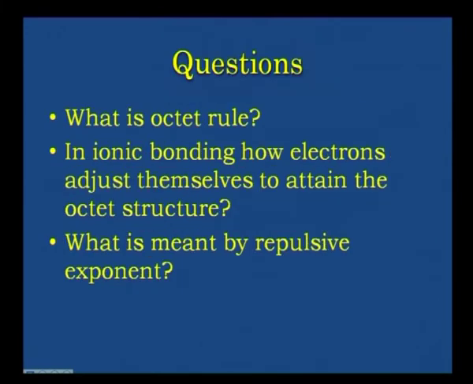Let me pass on to the question session. The first question is, what is meant by the octet rule? Question number 2, in ionic bonding, how do electrons adjust themselves to attain the octet structure? What is meant by the repulsive exponent in ionic solids?